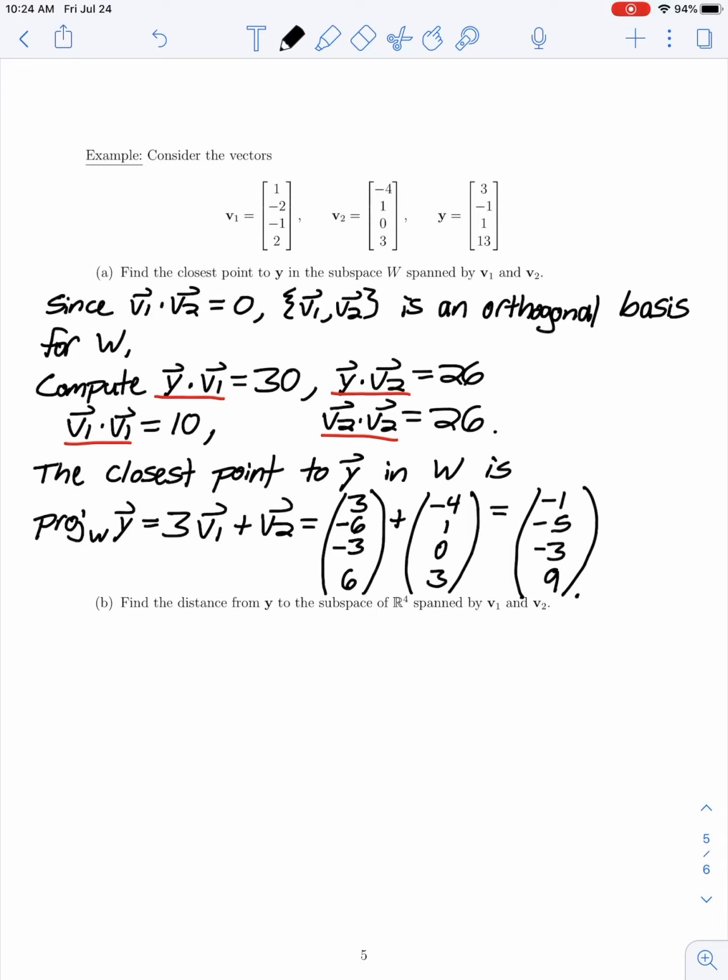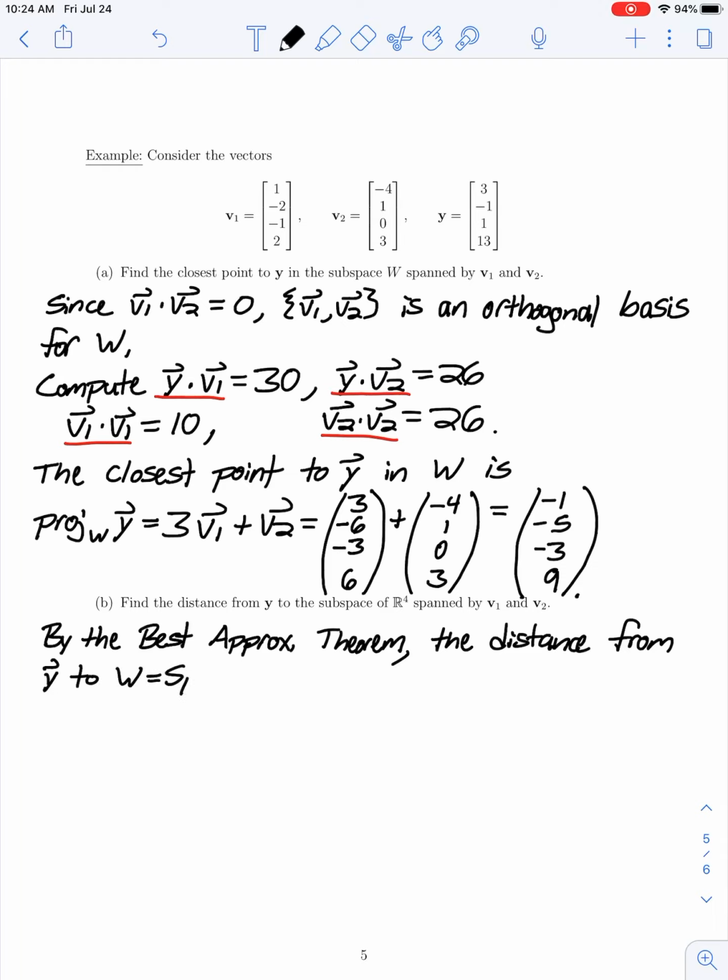Let's say the following. By the best approximation theorem, the distance from the vector y to the space W, which is the subspace of R4 spanned by the vectors v1 and v2, is given by the distance between those vectors, y, and the orthogonal projection of y onto W. So that vector is what we've been denoting as z.